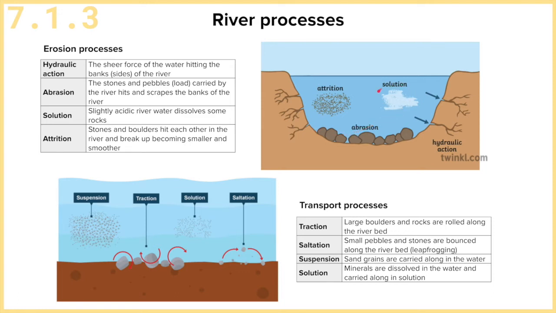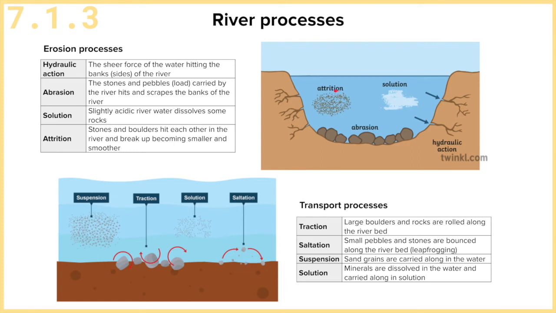And solution is when the water in the river is a little too acidic. And that means that it's going to start dissolving some of the material. So it could start dissolving the sides of the rock that make up the river. It could start dissolving some of the pebbles inside the river, and it stores it as a solution, as chemicals inside the river. And then finally we have something called attrition.